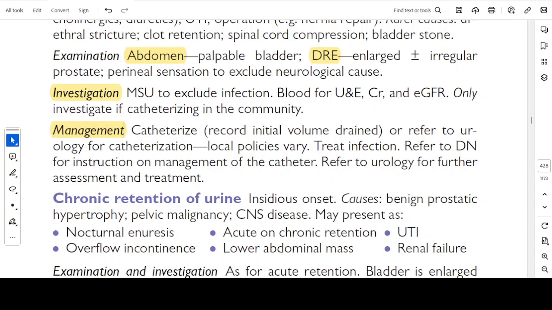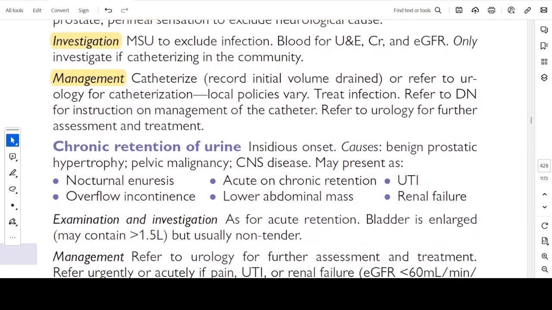Management. Catheterize. Record initial volume drained, or refer to urology for catheterization. Local policies vary. Treat infection. Refer to the district nurse for instruction on management of the catheter. Refer to urology for further assessment and treatment.